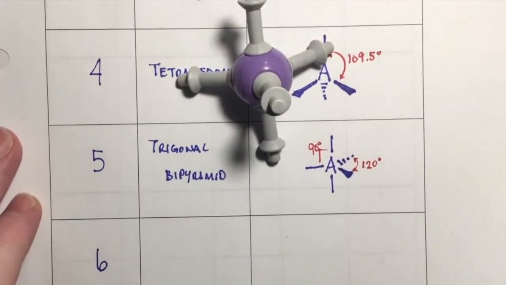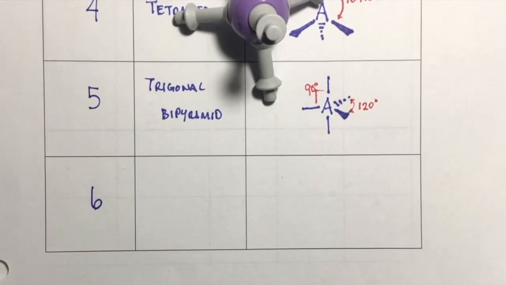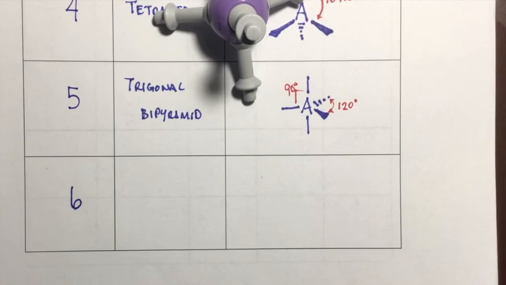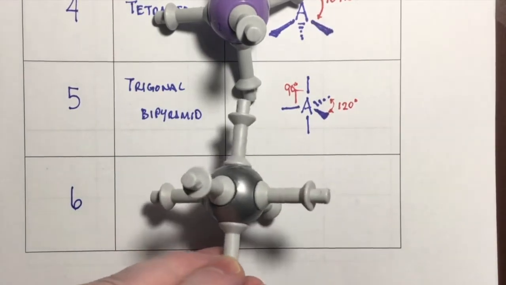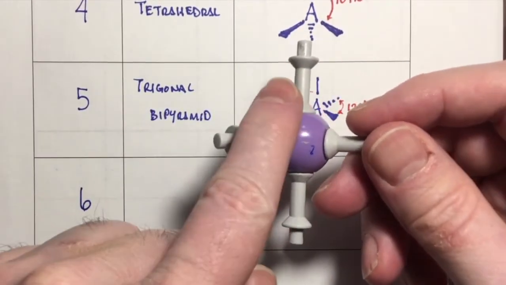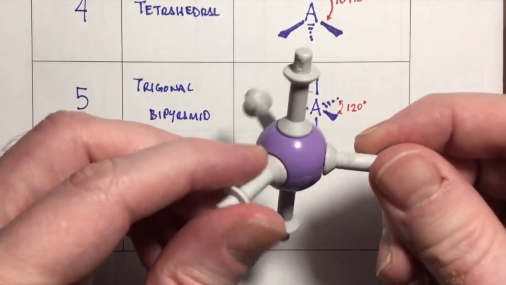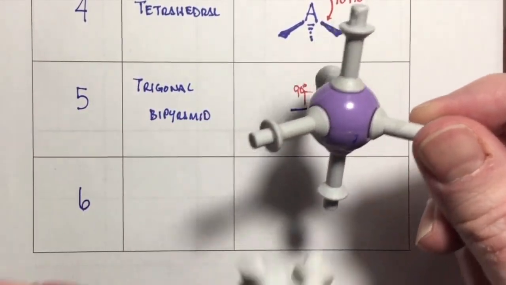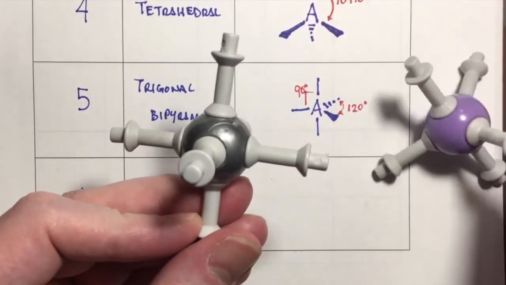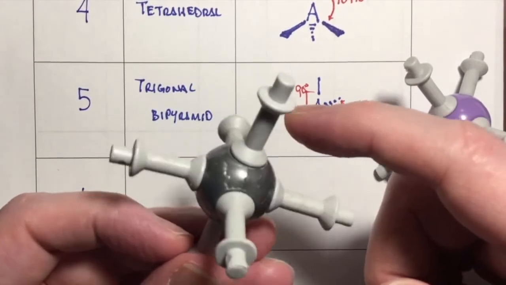Now we're going to move on to the fifth of our electronic geometries, and that is when we have 6 electron domains. And this is what it looks like. 6 electron domains is very similar to 5 electron domains. 5 electron domains has a north pole, a south pole, and 3 around the equator. 6 electron domains has a north pole, a south pole, and 4 around the equator.